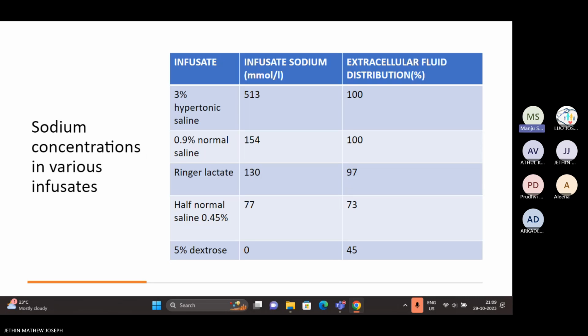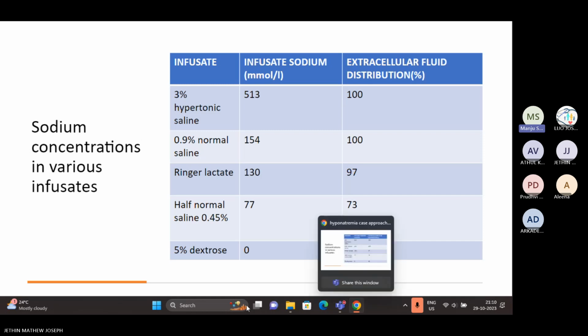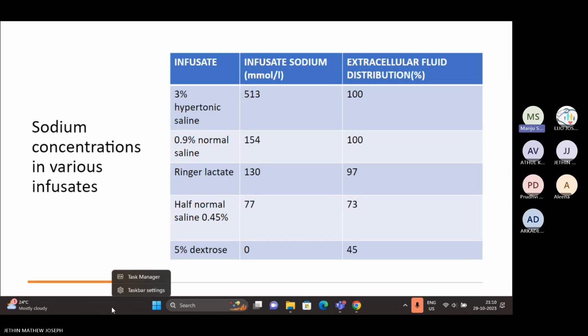Well, now you've found out the cause for hyponatremia for this patient. Before you decide on how you want to treat the patient, you need to know what infusate you're going to use. So this table is going to be very important for you practically. What is the sodium concentration in the fluids that we commonly use? Please note that the concentration of sodium is given per liter of the fluid. For instance, 3% hypertonic saline is available as a 100 ml bottle, but this is given as 1 liter.